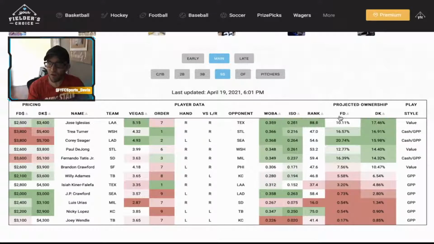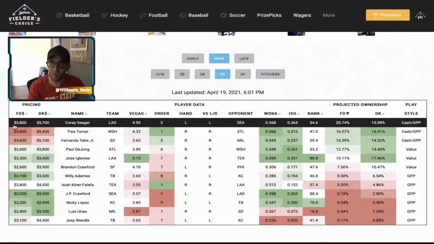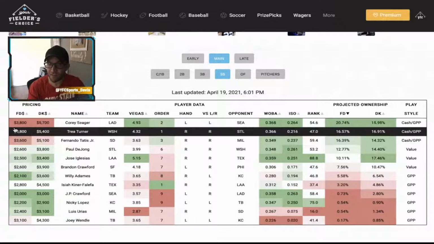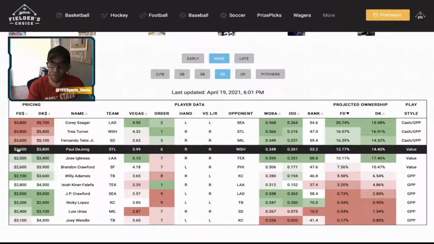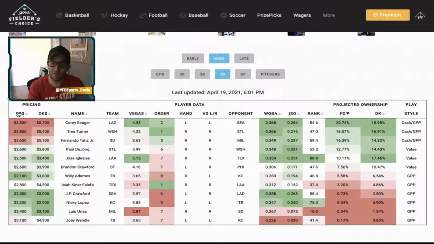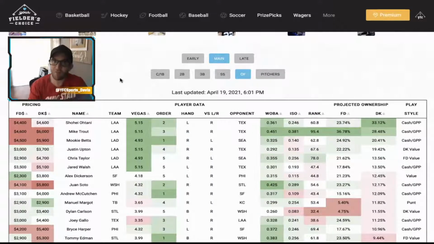Over on FanDuel, again, I mentioned Corey Seager really is underpriced at 3,800. There's no reason he shouldn't be more expensive than these guys. If you need the funds, though, do some cheaper options here. But again, I think on DraftKings, on FanDuel especially, it's a pay up spot, as you can see by the projected ownership. All right, let's finish things off with outfield.